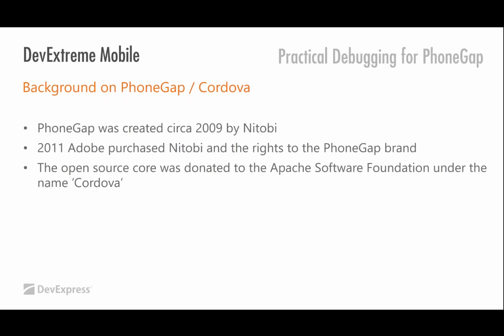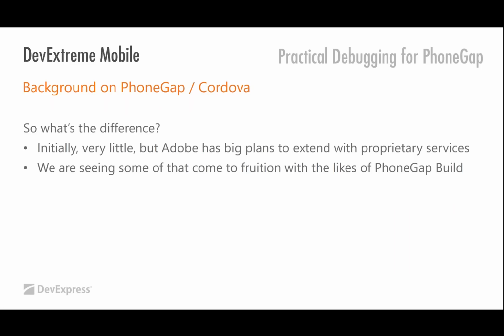So what does that mean some 5 years later? Well, initially there was very little difference between the two products, but Adobe had some really big plans to extend the functionality with their own proprietary services. And we're starting to see some of that these days with functionality such as PhoneGap Build. And they want to continue to build that out.